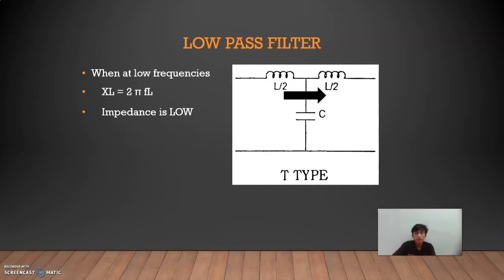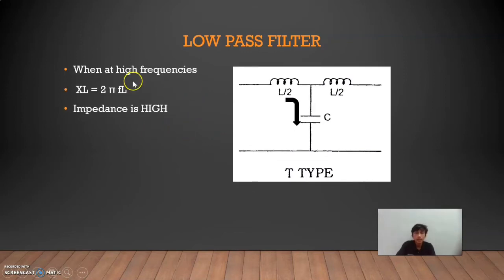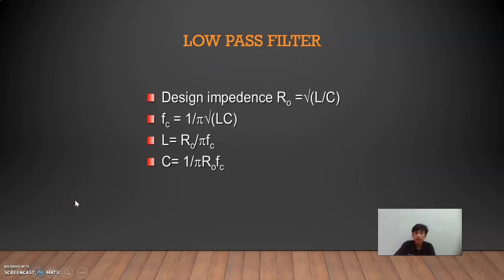Okay, this is what I told you before. When at low frequency, they just go through the alternative path, like for example. When at high frequencies, they go to the capacitor. Okay, and the last one, this is the formula of the low pass filter.